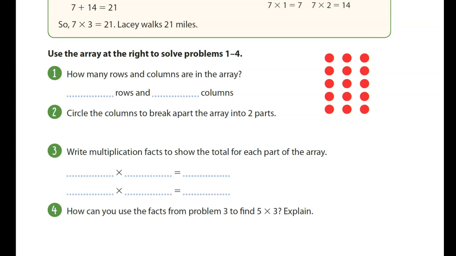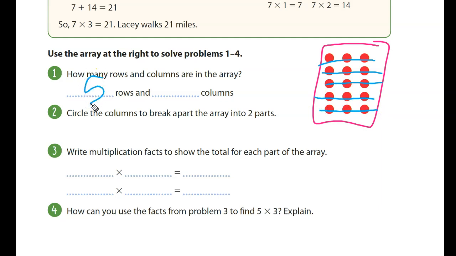So look at number 1. How many rows and columns are there? So how many rows are there? I use the array to the right. So I'm using this one right here. How many rows are there? 5. See, rows are like this. How many rows? 5.